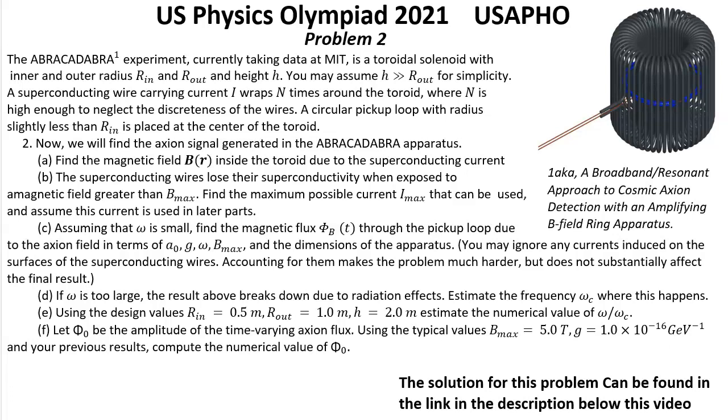F. Let Phi_0 be the amplitude of the time-varying axion flux. Using the typical values B max equals 5.0 Tesla, G equals 1.0 times 10 to the power negative 16 GeV to the power negative 1, and your previous results, compute the numerical value of Phi_0.